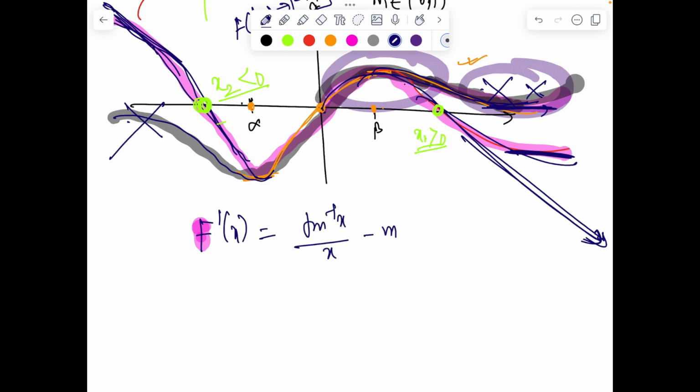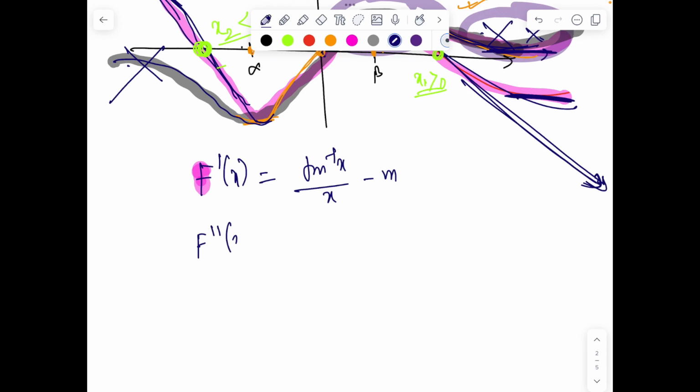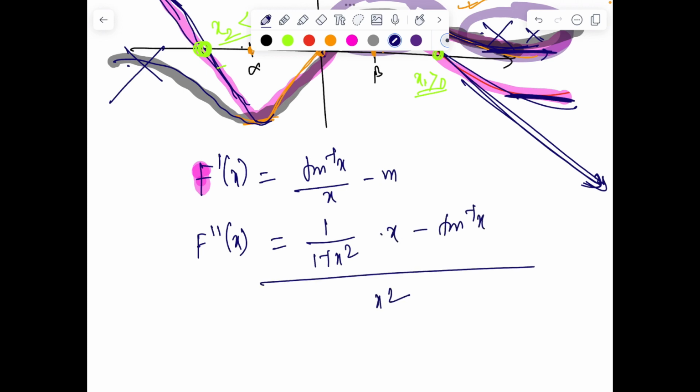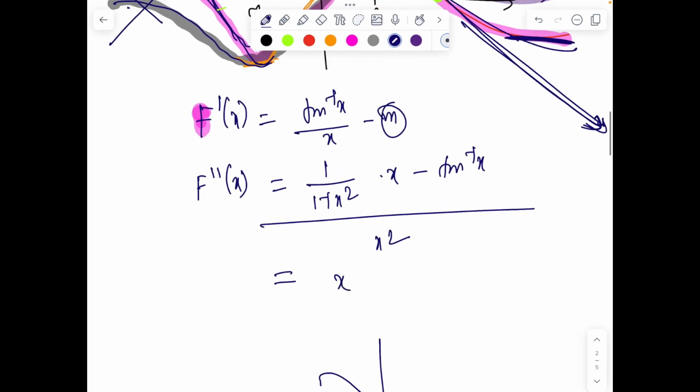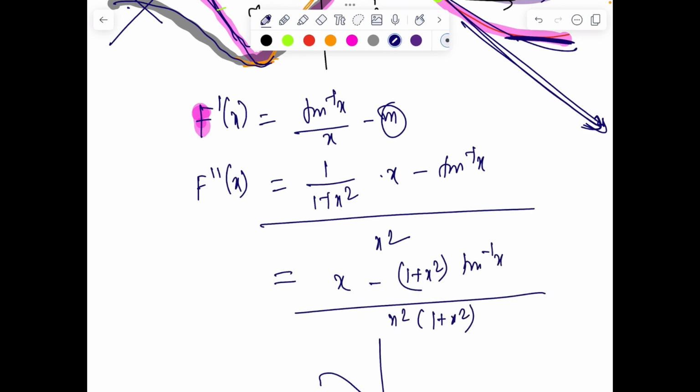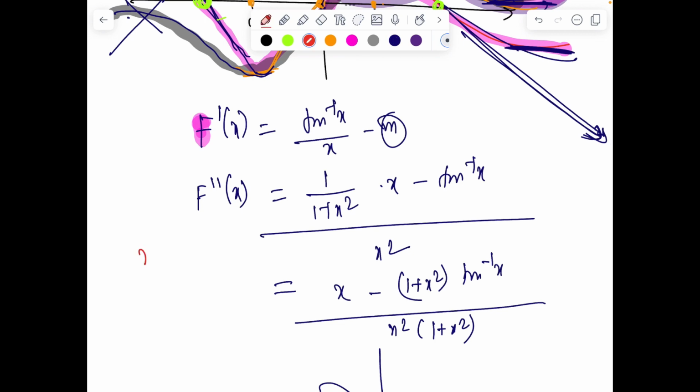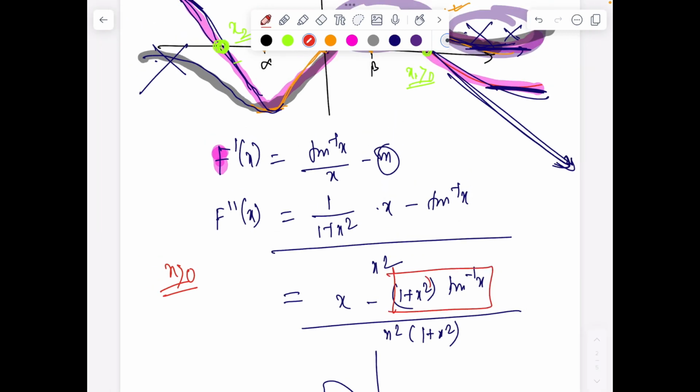So to understand the nature of the double derivative, what we can do is simply differentiate. F dash x is already known, tan inverse x over x minus m. Now if I further differentiate to find the concavity or convexity of the graph, it will give: differentiate tan inverse x, leave x, minus leave tan inverse x, differentiate x, by x square. Anyway, m differentiation is 0. So that gives me x minus (1 plus x square) tan inverse x over x square into (1 plus x square).